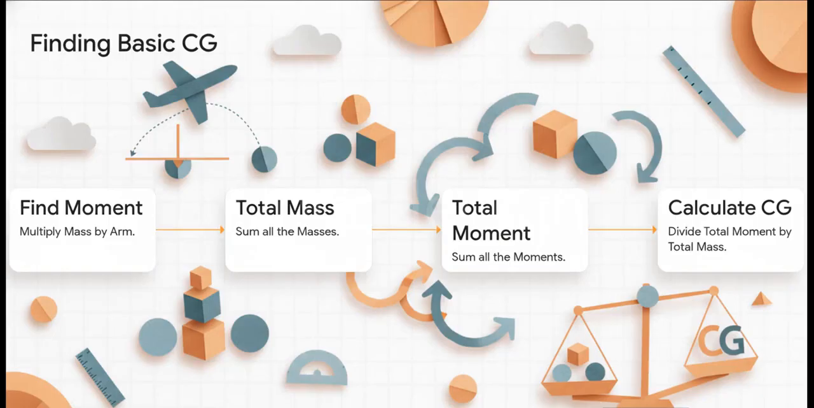To find it, you simply multiply the mass by the balance arm. And this perfectly illustrates the 4 simple steps to find your basic CG. Honestly, if you follow this, you cannot fail. Step 1. Multiply every single item's mass by its arm to find its individual moment. Step 2. Add up all the masses. Step 3. Add up all the moments. And finally, for step 4, take your total moment and divide it by your total mass. The resulting number is your center of gravity station. Say it with me, total moment divided by total mass. Burn that into your memory right now.